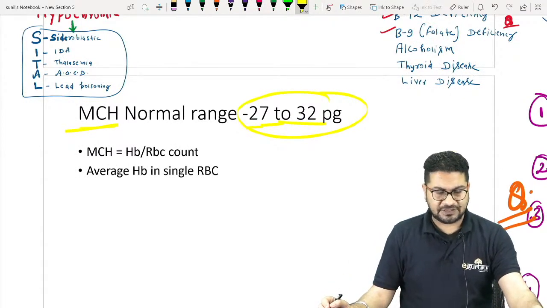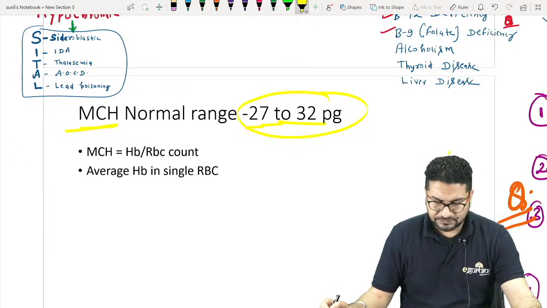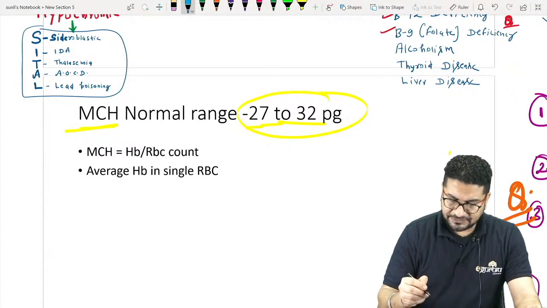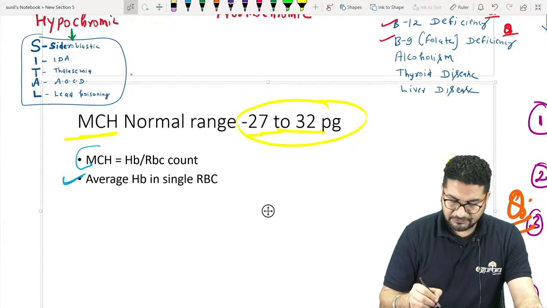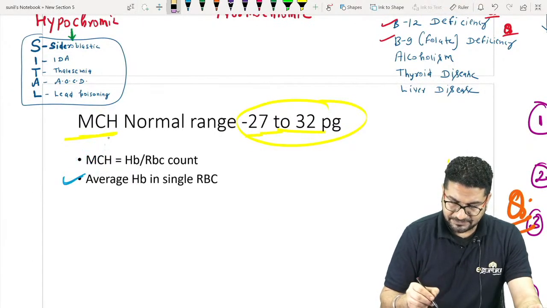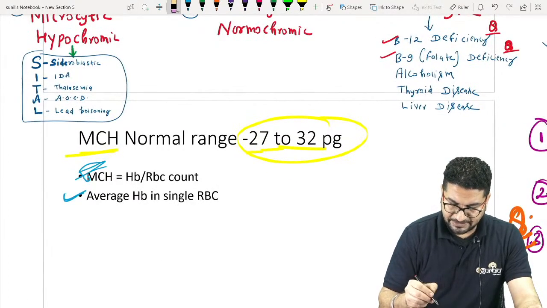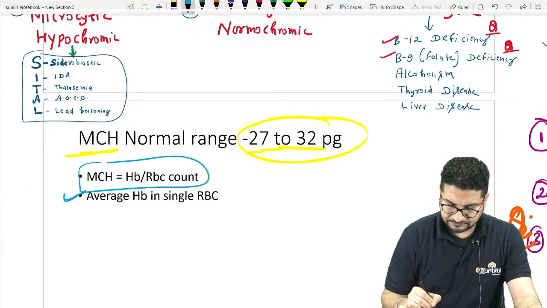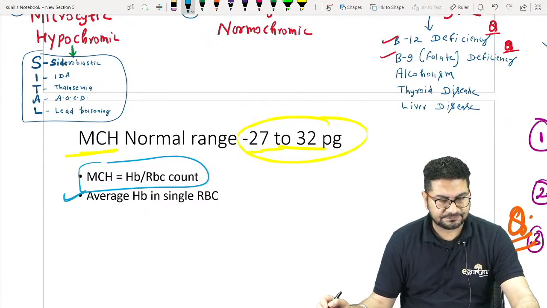MCH is your mean corpuscular hemoglobin. Normal value is 27 to 32. What does MCH represent? It represents the average hemoglobin in a single RBC. And how do we calculate this? We calculate this by hemoglobin divided by RBC count. Am I clear? This is your MCH. Clear?